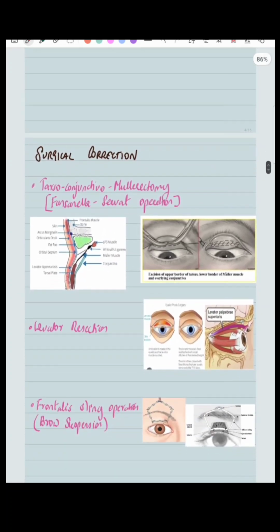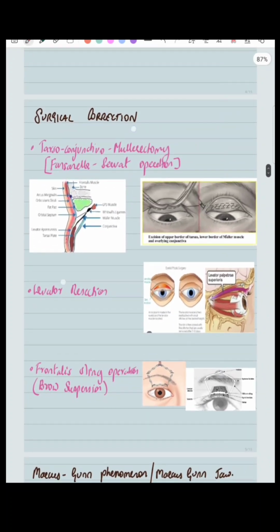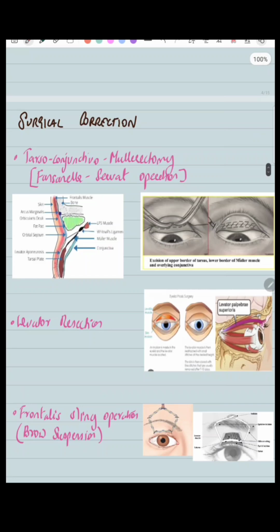Now, congenital ptosis almost always requires surgical correction. Surgical corrections include tarsoconjunctivo-mullerectomy, also known as the Fasanella-Servat operation. It is done for mild ptosis with good levator function.